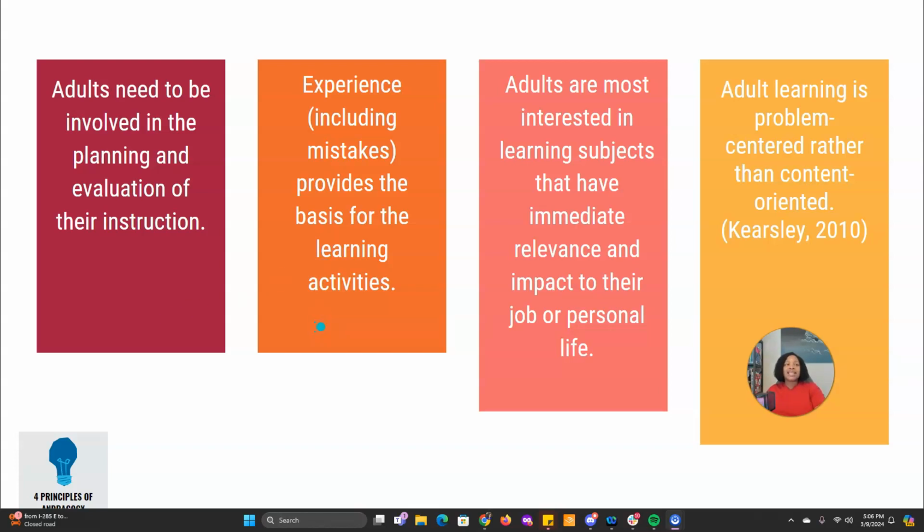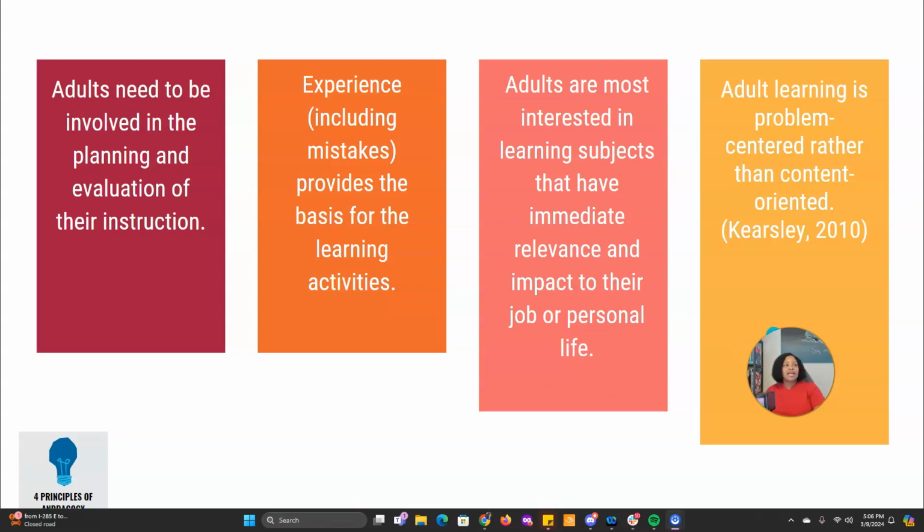If you engage them in the planning of it, then they'll be motivated to do it. With andragogy, experience provides the basis for the learning activities, including mistakes. Because adults have lived experience, that lived experience is a foundation for the learning, and so it should be kept in mind. You can't assume that you're pouring into an empty cup, because you're not. Adults are most interested in learning subjects that have immediate relevance and impact to their job or personal life. So if you can't make it their why, if you can't connect with the why of the learning, they won't do it.